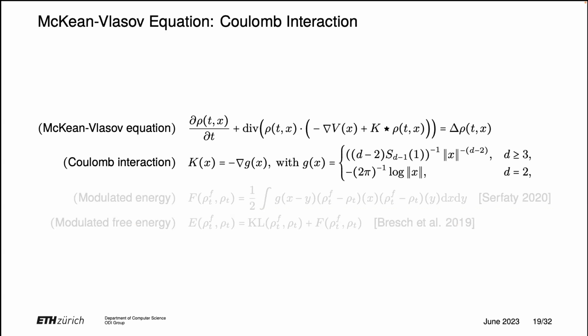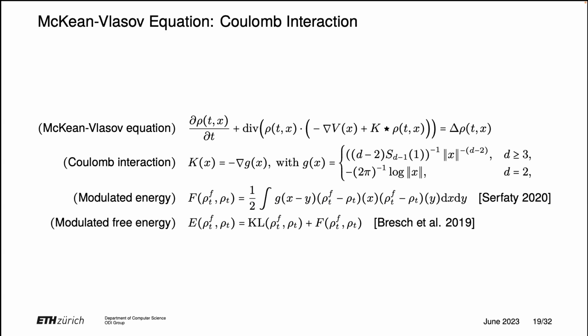Okay, now I will focus on the Coulomb case, which better fits the logic that I presented before. For this Coulomb case, simply picking the Lyapunov function to be the KL divergence is not enough. We will need to introduce additional terms in the Lyapunov function. So here we introduce the concept of modulated energy, which was proposed by Serfaty in 2020. This modulated energy is defined to be the integral of g(x minus y) against rho tf minus rho t at x and rho tf minus rho t at y. The Lyapunov function that we pick to derive the error estimation is the modulated free energy. Basically, it's the combination of the KL divergence and the modulated energy.